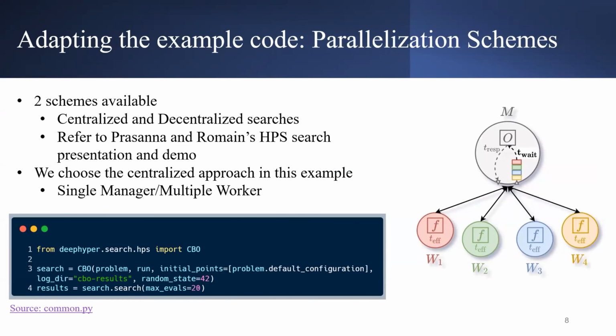And finally, the parallelization scheme. Prasanna and Roman had mentioned these two centralized and decentralized ways of parallelizing. Either of those can be used. In the example that is shown, we have used the centralized approach, that is a single manager, multiple worker approach. And nothing really changes here. You still import the CBO module within the DeepHyper search HPS. Not a lot of things change when you do parallel searches.